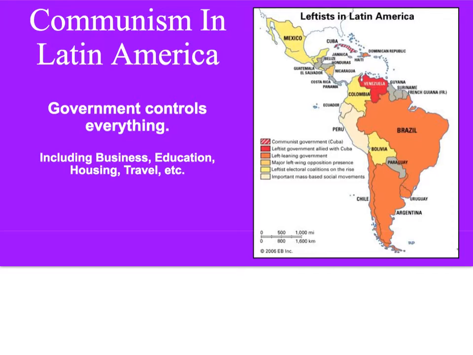So many governments in Latin America tend to lean to the left, meaning that they tend to be socialist in nature, and they typically have a dictator or military ruler. This typically leads to communism. So in a communistic government, the government controls everything, including businesses, education, housing, travel. And Cuba is a prime example of a communist country in the region.